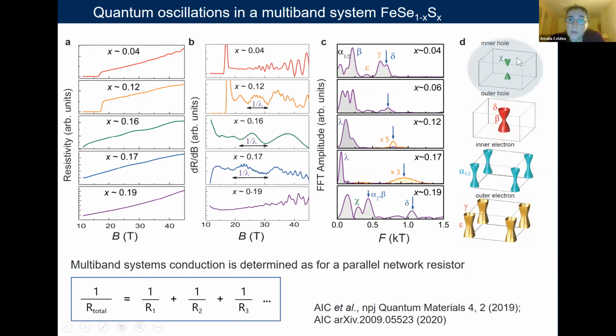I forgot to mention earlier that in iron selenium, the inner hole band as a function of temperature disappears, but with sulfur substitution, it returns again close to 11%, where we start seeing this pocket. So the fact that a pocket disappears, whereas ARPES suggests that it should appear, is rather unexpected.